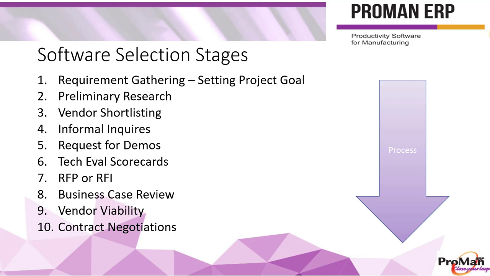As a reminder, we want to show you the stages that are typical that suppliers expect us to go through when we're going through the selection process. And the very first stage here is called requirements gathering and setting our project goal. And that's where we're really at today, and we're going to talk about that first.